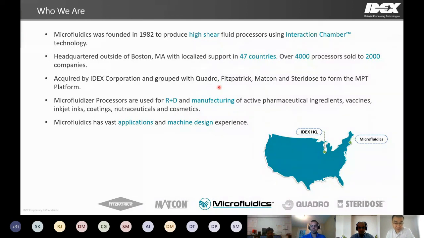As I mentioned already, we're part of the IDEX MPT platform. Our technology is used to help many industries, including the pharmaceutical and biotech industry, chemical industry, food and nutraceutical industry, as well as cosmetic industry, in both development stages and product manufacturing. We believe our customer success is our success, and we do our best to serve our customers with our extensive experience in applications, as well as machine designs, so we can provide tailored solutions to our customers and enable them to achieve each of their specific processing goals.